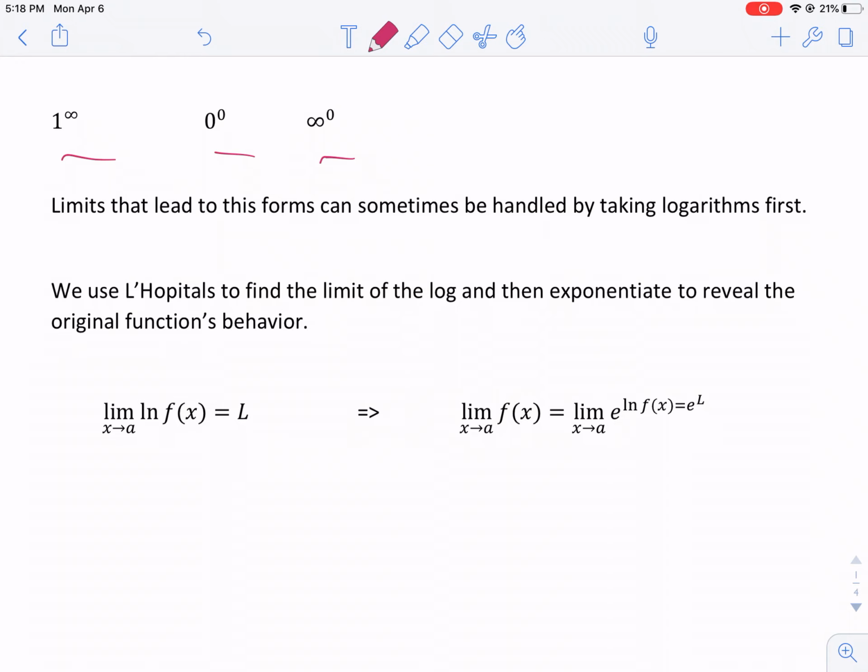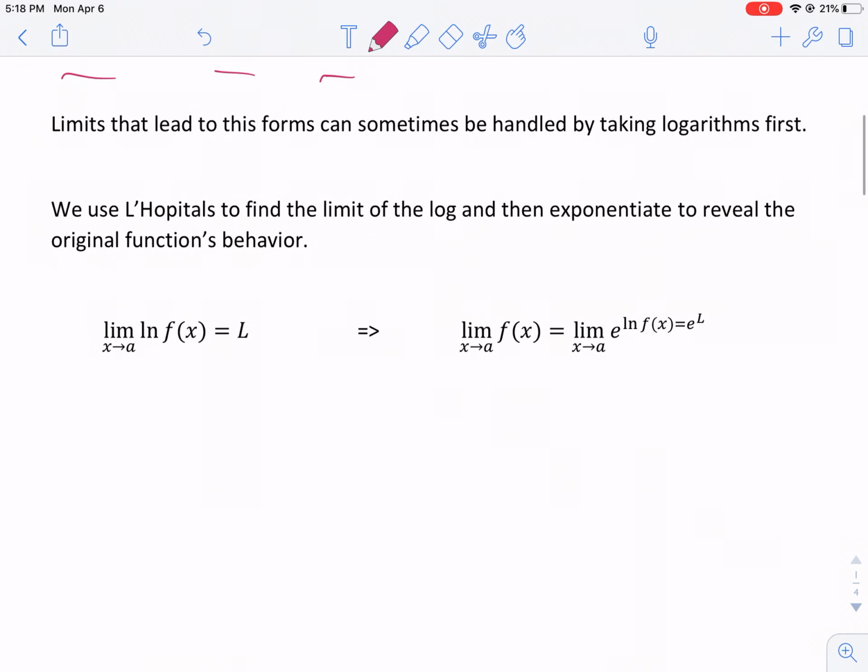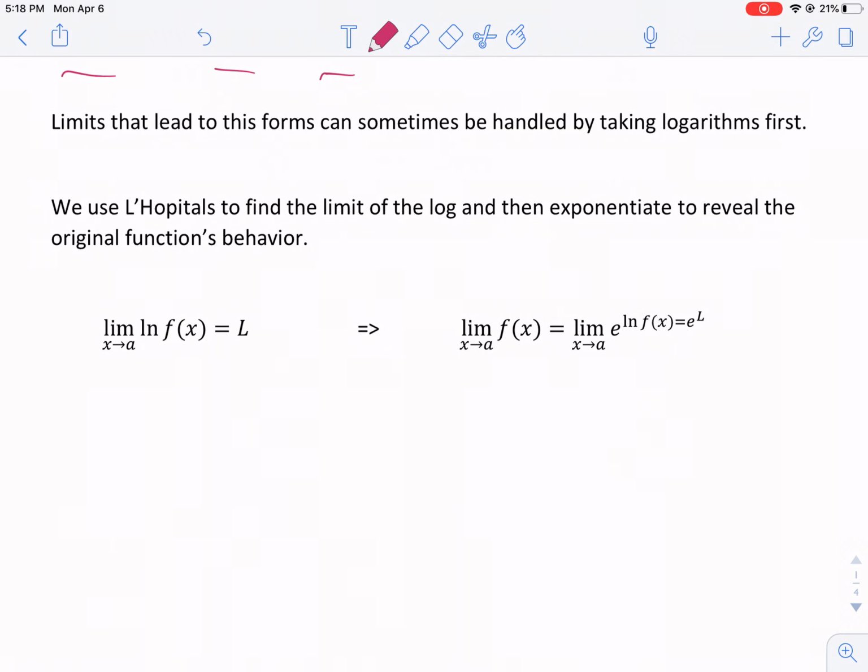And so we want to get that exponent down and then turn it into one of our L'Hopital's forms, which is 0 over 0 or infinity over infinity. So we're going to use the following fact. Let's say that the limit as x approaches a of the natural log of f of x is some value L. So now let's keep that on the back burner and let's do something on the other side.